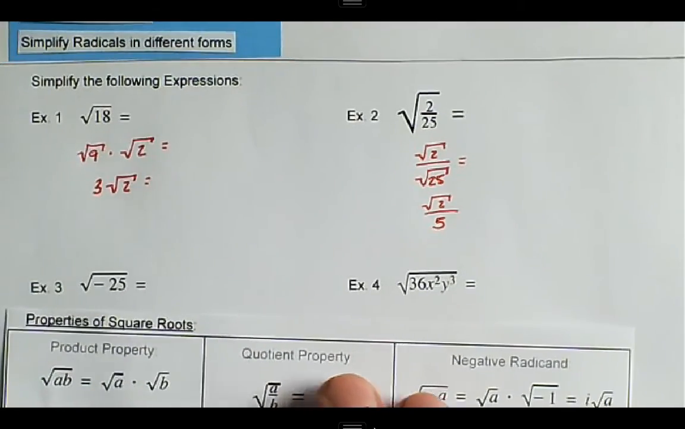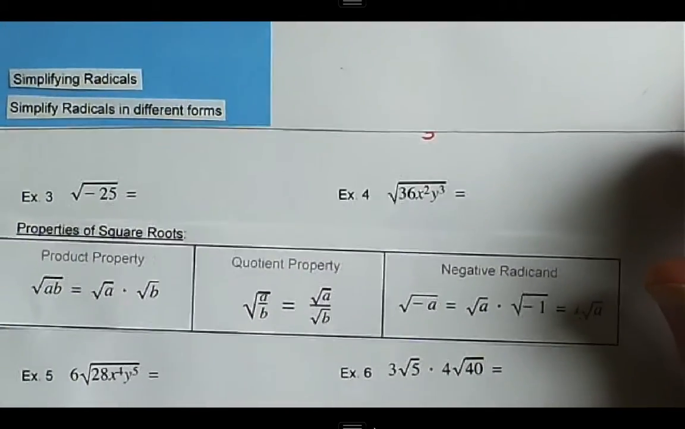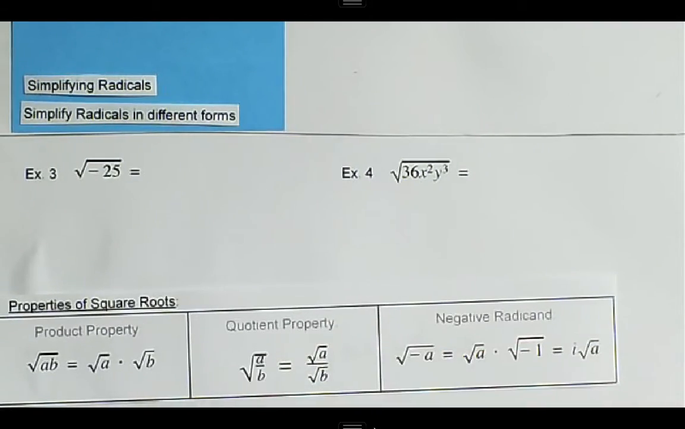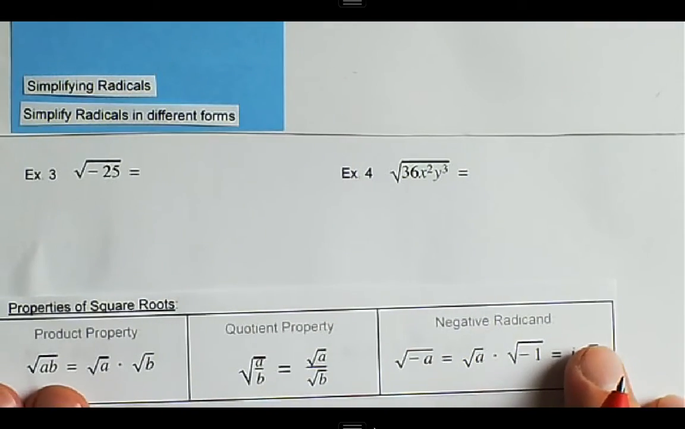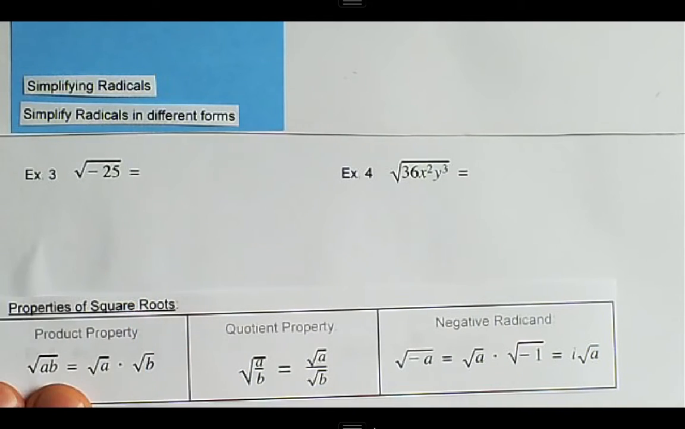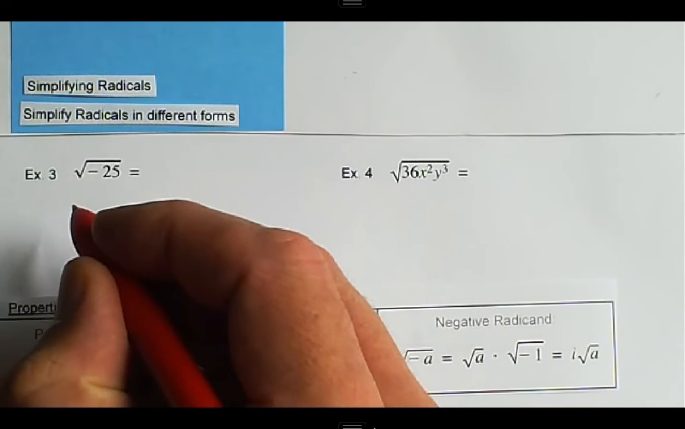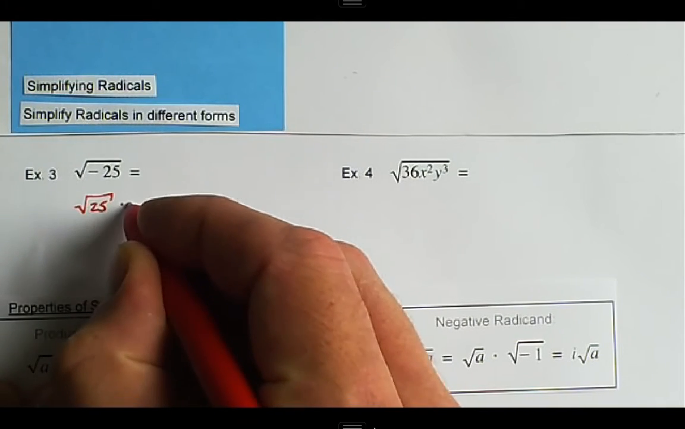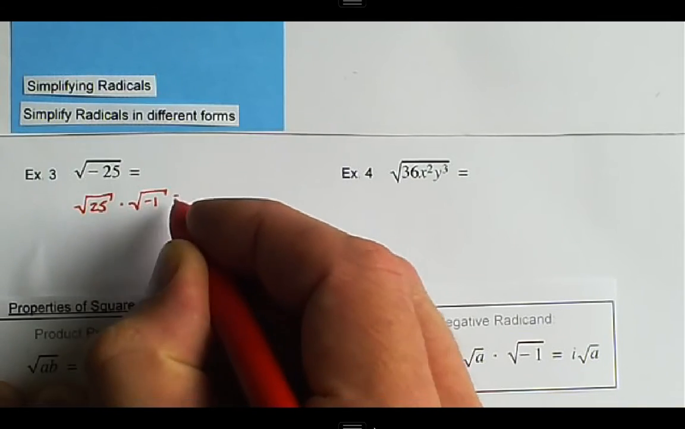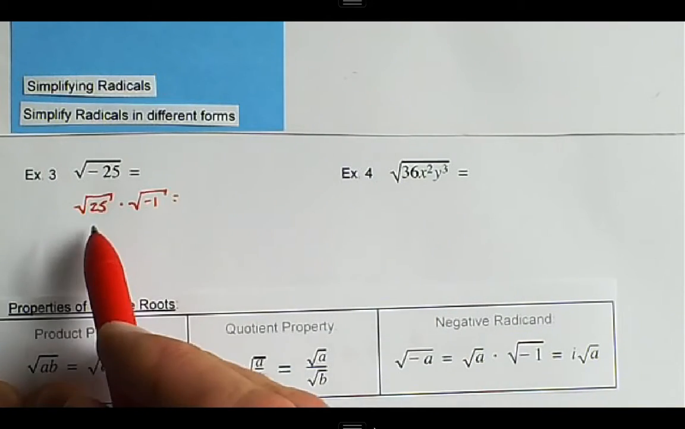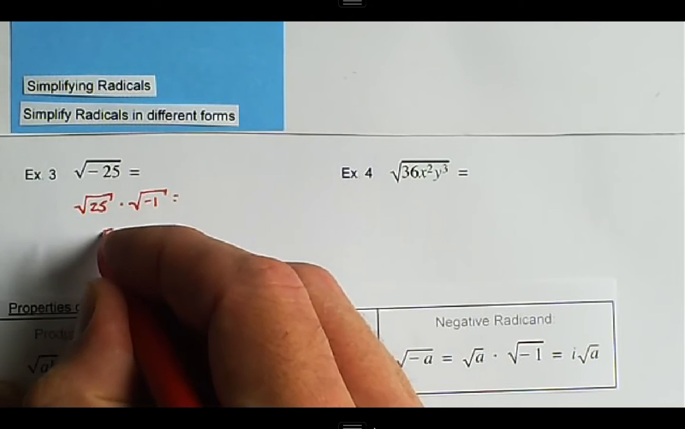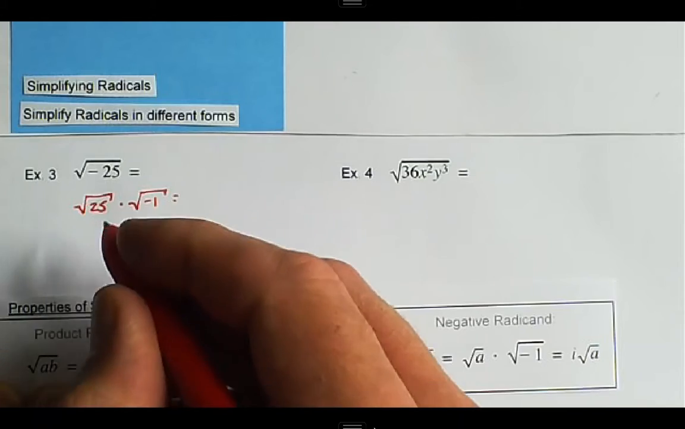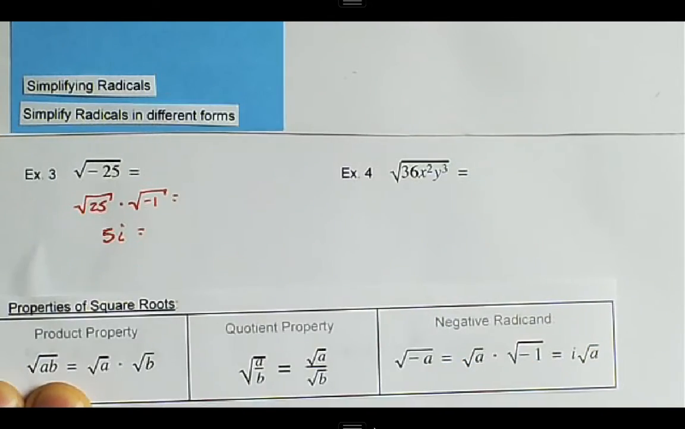Then we can take a look at example 3 and 4. Here in example 3, we have the negative for the radicand. So we can separate this and write this as the square root of 25 multiplied by the square root of -1. In that case, we know that the square root of 25 is 5, and we can rewrite the square root of -1 as i. And then that is in its simplest form.